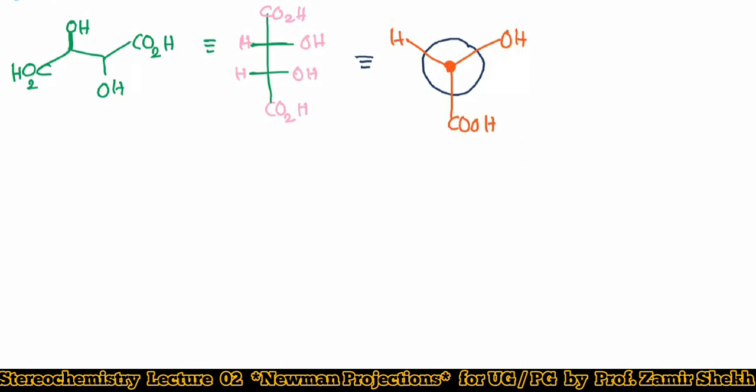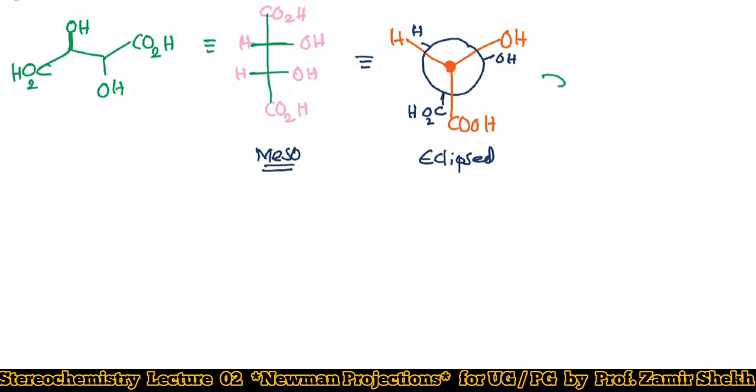Similarly, I have the back carbon. And on the back carbon, this is my OH, this is my CO2H, and this is my hydrogen. This is my meso conformation. This is meso, and this is eclipsed, because all the Fischer are eclipsed now. Now first we do the rotation of 60 now.